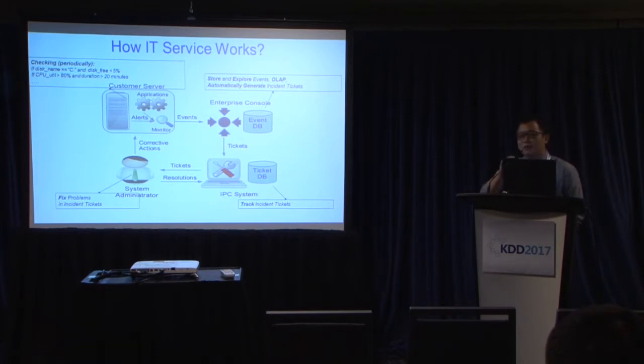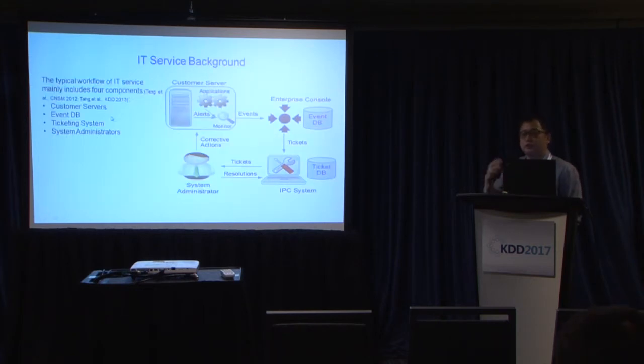Here is a concrete example. Those are the monitor conditions, for example looking at the disk utilization and the CPU utilization. If the performance metric violates this threshold, then you generate events and tickets. The event will be stored in the enterprise console. Then you have the tickets and the system administrator to fix the problems. So this is a general overview of the background on events.